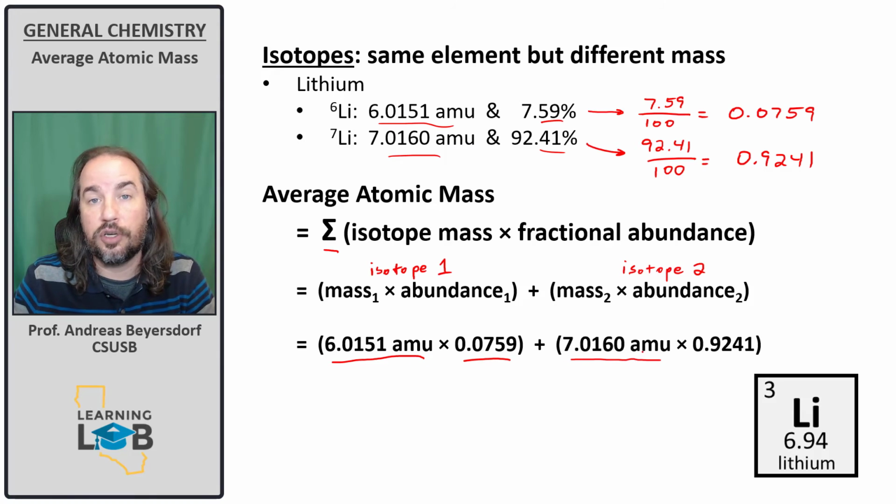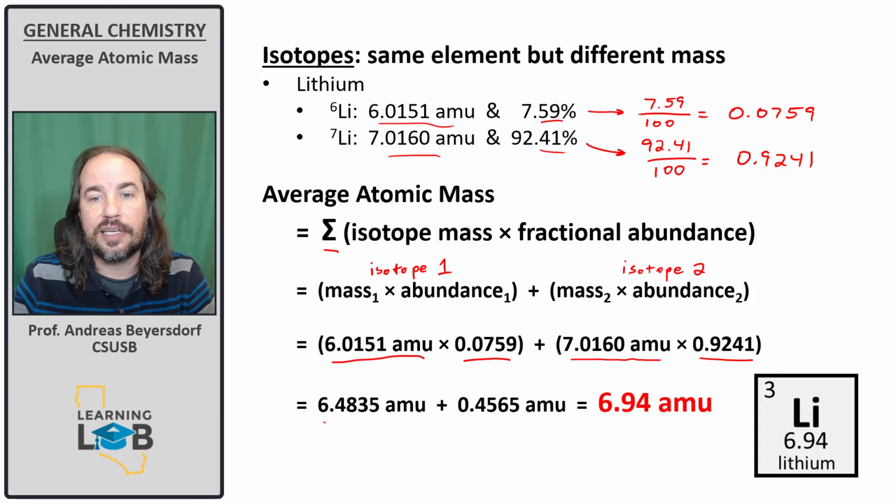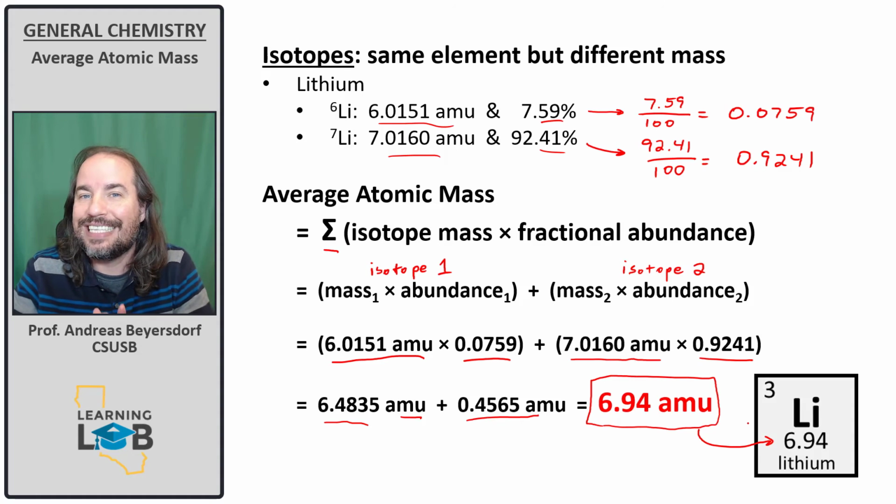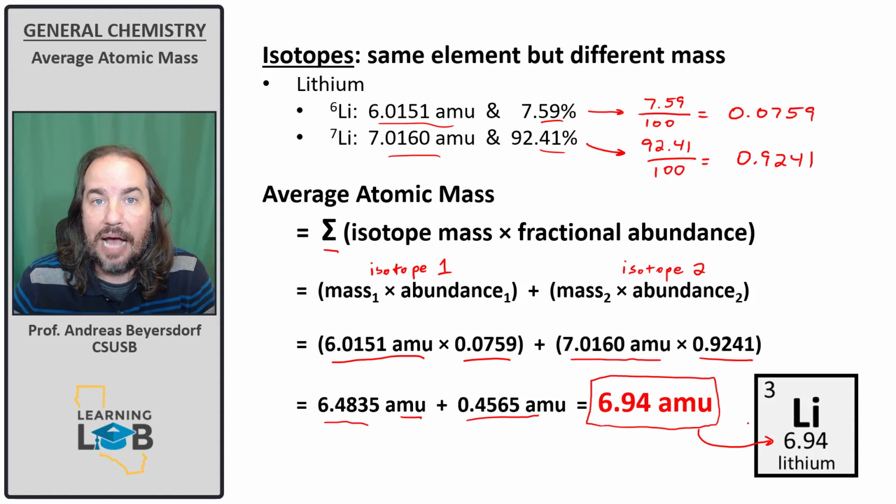And so now I take the masses, isotope 1, the mass times the fractional abundance, and the mass of isotope 2 times its abundance, and I get 6.4835 AMU and 0.4565 AMUs. I add those up and I get 6.94 AMUs. That's what I see on the periodic table. That is the average atomic mass.